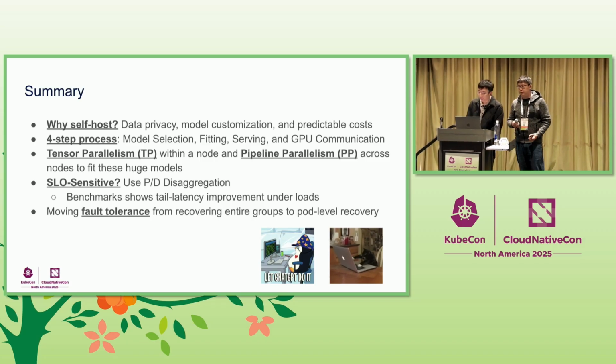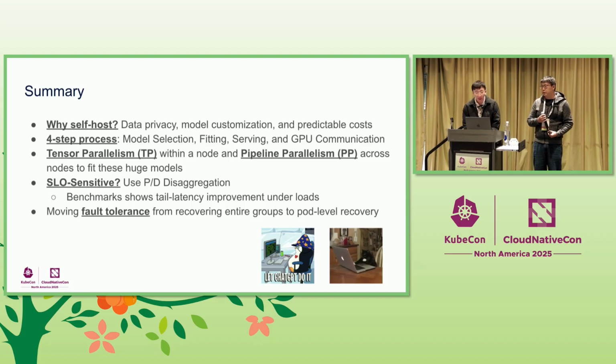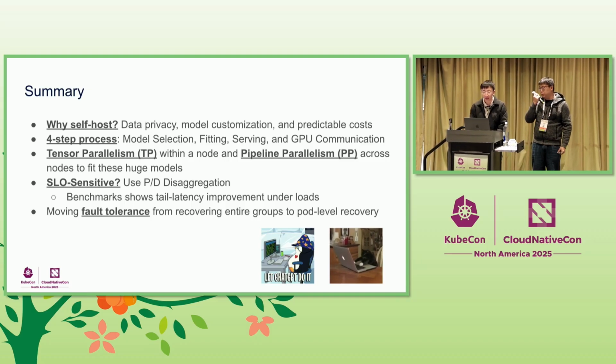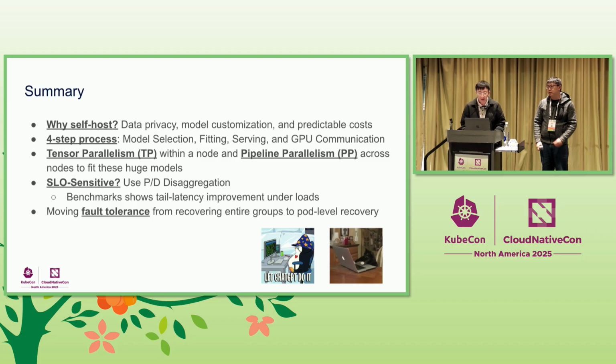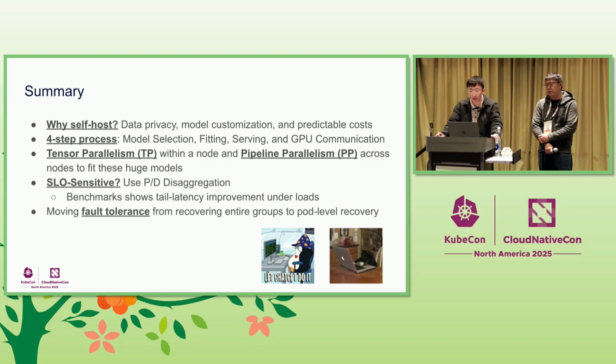Okay, let's quickly summarize everything we've covered. First, we saw self-hosting is becoming essential on Kubernetes for data privacy, model customization, and predictable costs. We broke the problem down into a four-step process: model selection, fitting, serving, and communications. To fit these huge models, we have to use a hybrid approach of tensor parallelism and pipeline parallelism. To serve them efficiently, the key is Prefill Decode disaggregation, which separates the initial processing from token generation to stop them from interfering with each other.